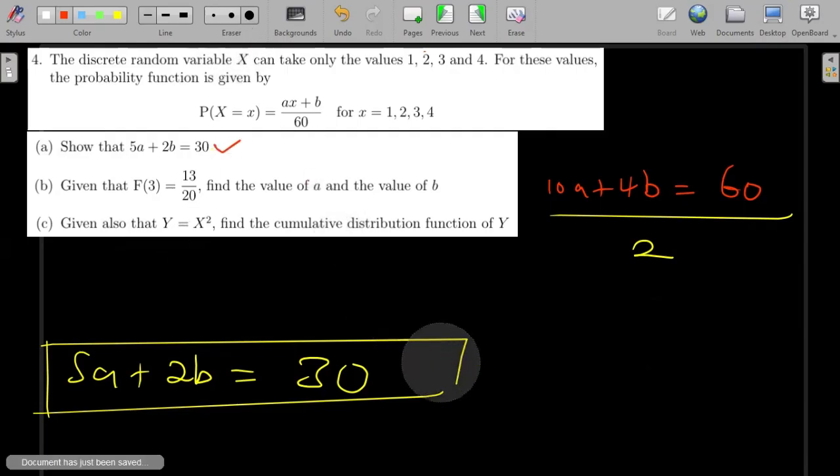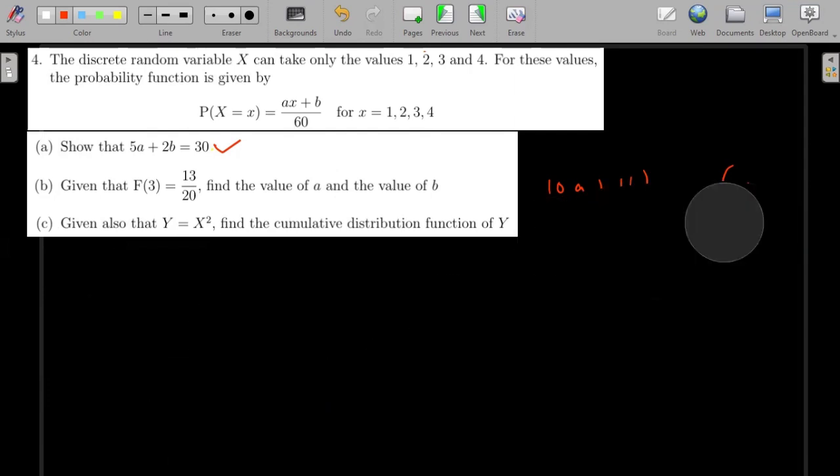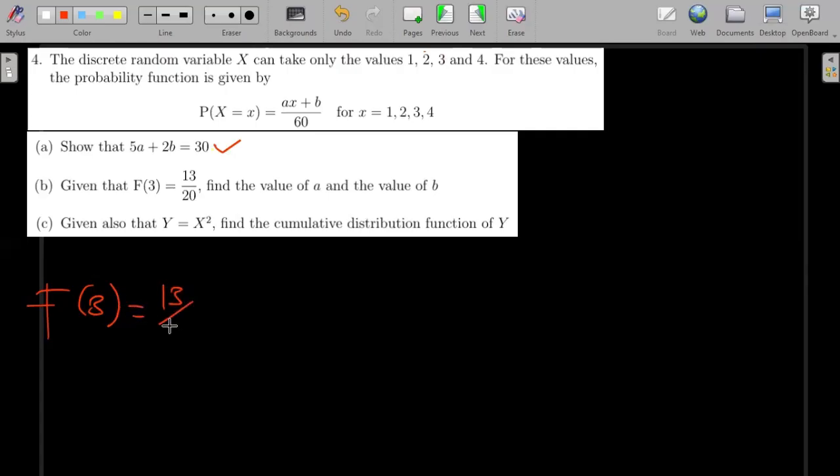Then they're also saying that given that f of 3 is equal to 13 over 20, find the values of a and b. So from this f of 3, we are going to get another equation, and then we have 2 equations. We solve that equation with this one here simultaneously to find the values of a and b.